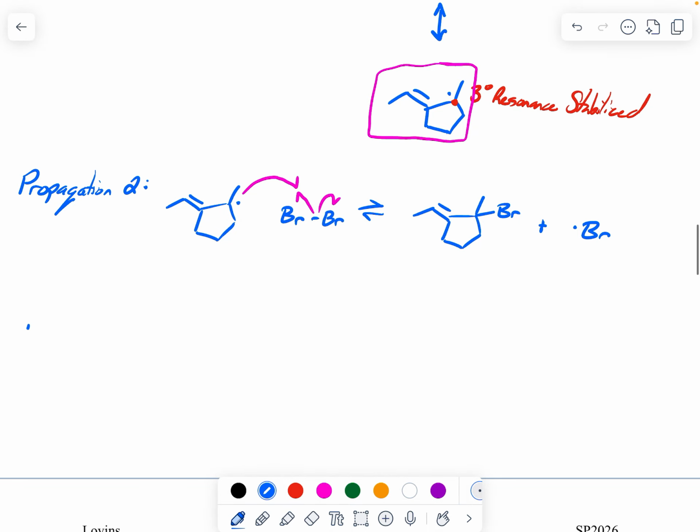Then we have to end it all with termination. And so termination is going to be where two of our radical species come together, and as I said beforehand, it's typically going to be the radicals that form the products. So our bromine radical and our carbon radical can come together to form a CBr bond, and that of course makes our product.